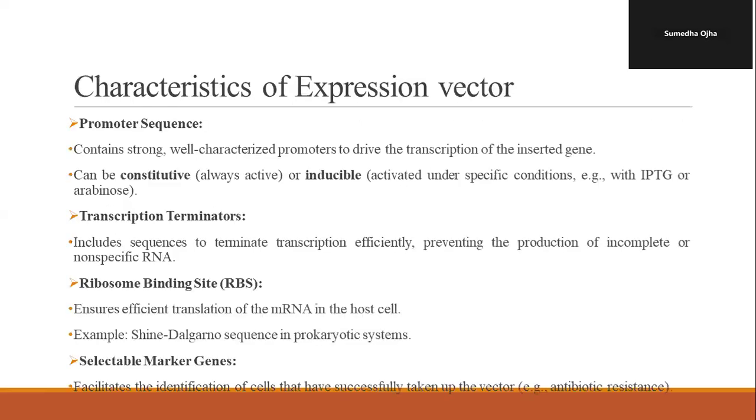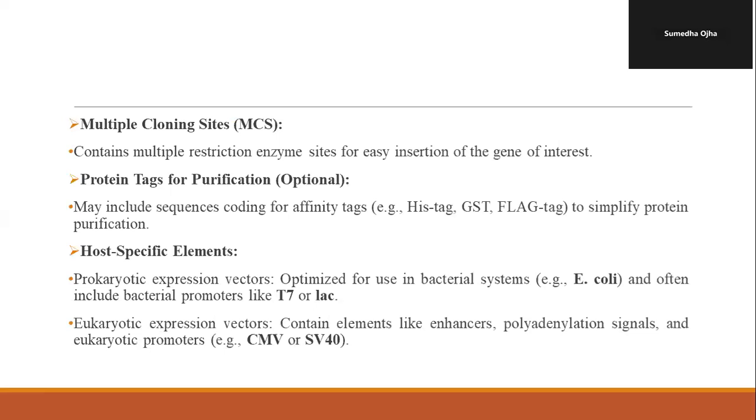Okay. The characteristics of expression vectors include promoter sequence. They should have a promoter sequence for helping in transcription of the inserted gene. They must have transcription termination to terminate the transcription. They must have ribosome binding sites, which ensures efficient translation. They must have selectable marker genes. These selectable marker genes facilitate the identification of cells that have successfully taken up the vector. They should have multiple cloning sites for easy insertion of gene of interest.